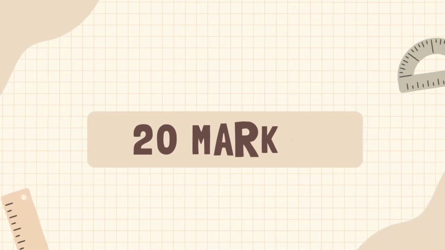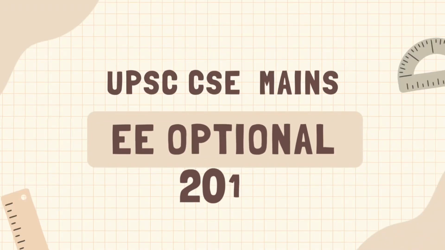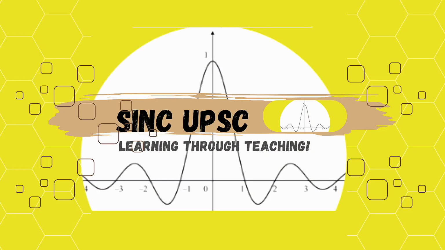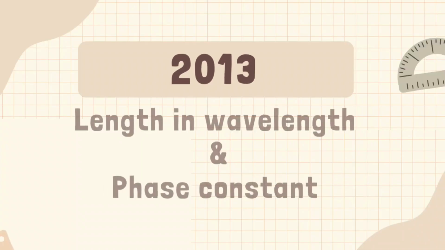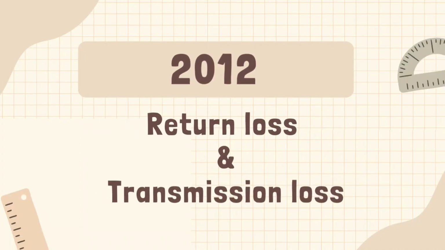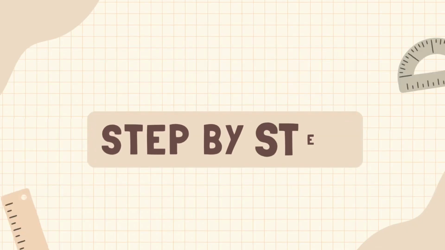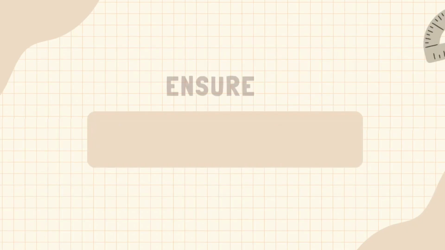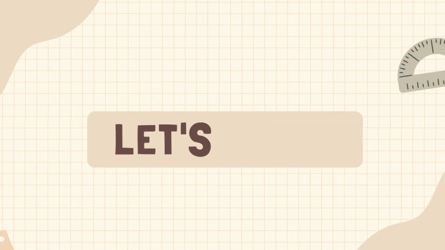20 marks. That is what is at stake in the 2013 and 2012 UPSC CSE Mains questions on transmission lines. Today we are going to solve the 2013 problem on length in wavelength and phase constant, along with the 2012 numerical on transmission loss and return loss. I'll show you the exact step-by-step calculation to ensure your answers are precise and exam ready. Let's dive into the first problem.